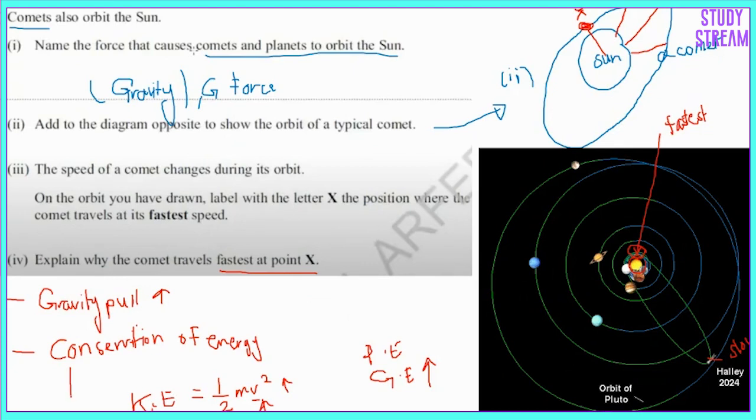So you can say that the gain in kinetic energy and the gain in potential energy have to be conserved, which means if one increases, the other has to increase. That's why if the velocity is increasing, it's moving faster, then the gravitational pull has to be higher at that point here.